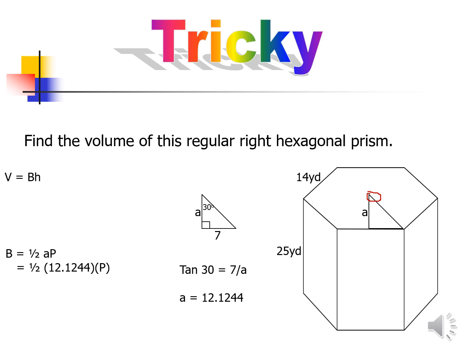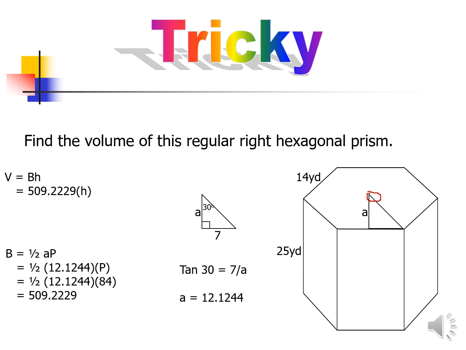And then the next part is to find the perimeter of the base. The perimeter is pretty easy to solve for. It's just adding up all the sides. Notice one of the sides is 14, so there's 6 of them. 14 times 6 gives us 84. Go ahead and multiply all of those together to get the area of that base, which is 509.2229 yards squared.